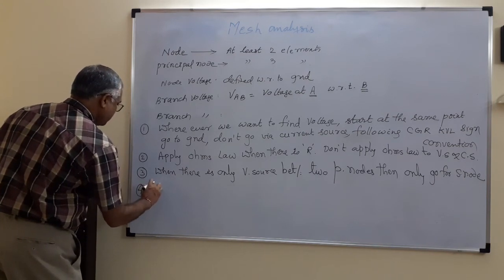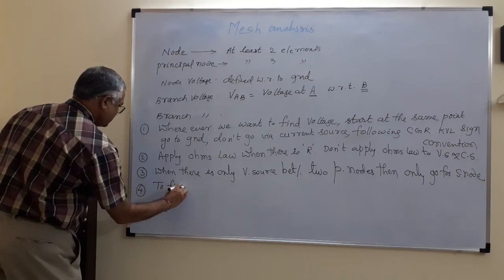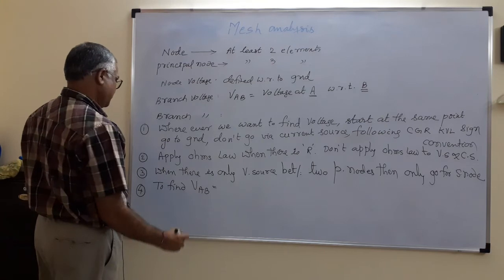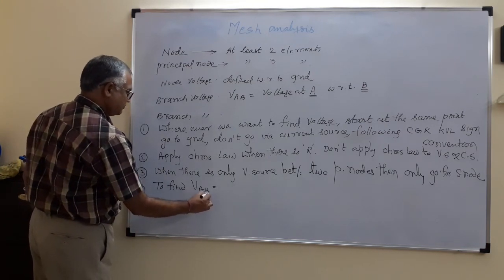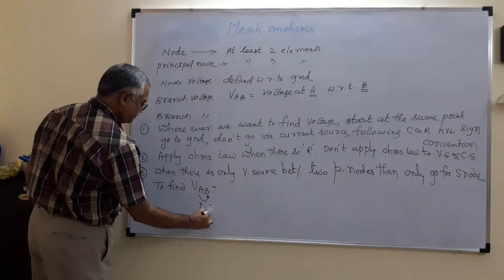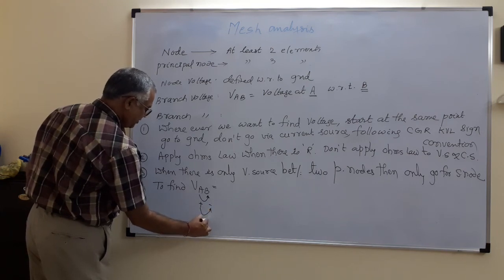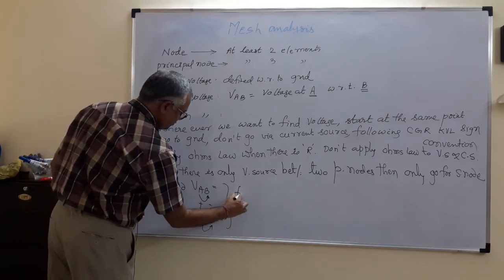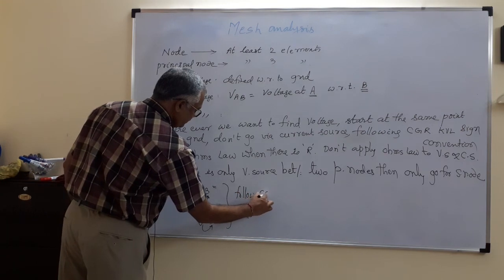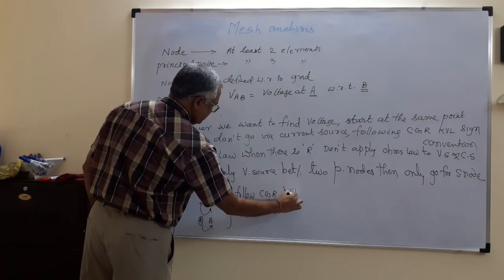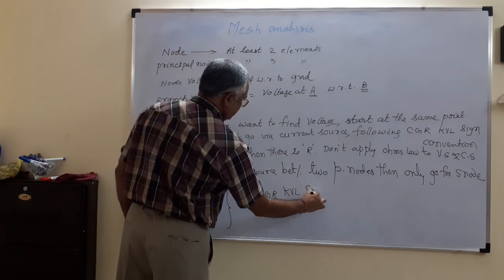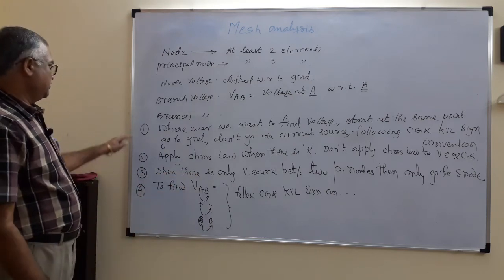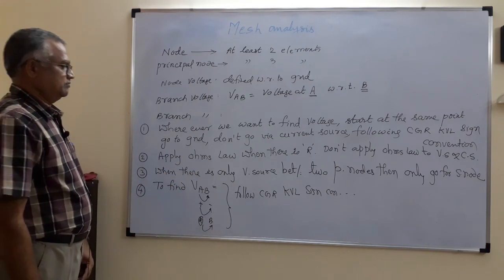Fourth one, to find VAB, I am just summarizing the key points. Start at A, go to B. Start at positive, go to negative. Start at voltmeter red, go to black button. And while going, what to do? Follow CGR, KVL, sign convention. This is the fourth. These four we discussed in nodal analysis.